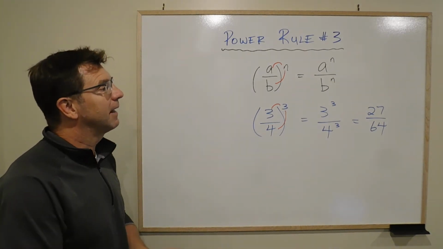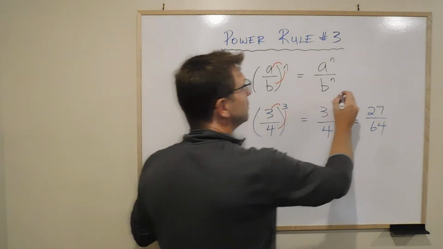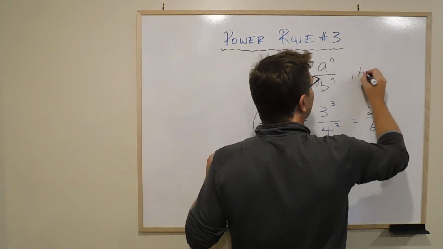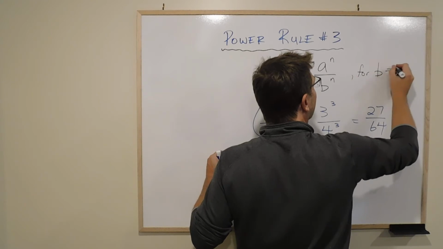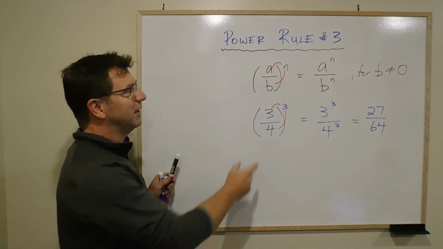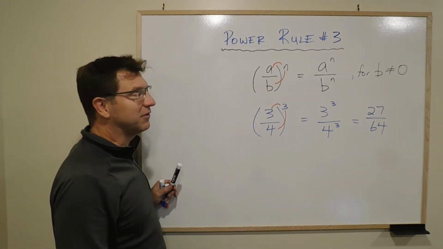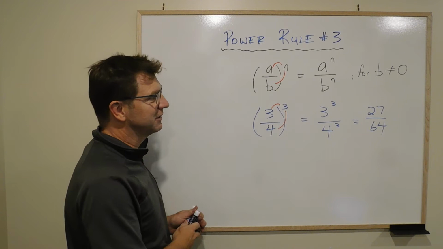Okay? Now, one little thing that we need to add. This is always true for b not equal to 0. It won't work because if b was 0, you'd be dividing by 0, and we're not allowed to divide by 0. So it always works unless b is equal to 0.